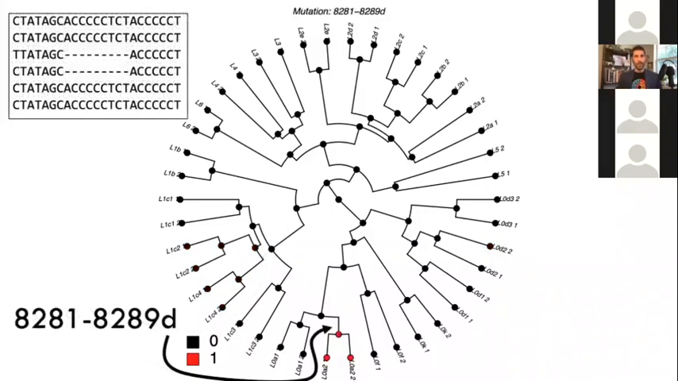And same thing for deletions. We can have a deletion of, in this case, 8281 to 8289, and that occurs in L0A2. So that deletion is denoted by 8281-8289D for deletion.